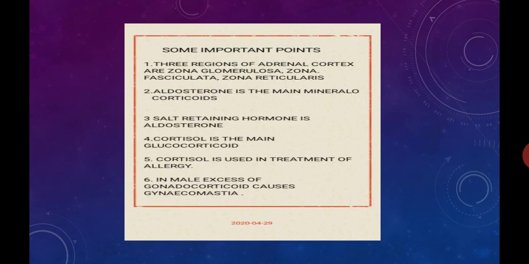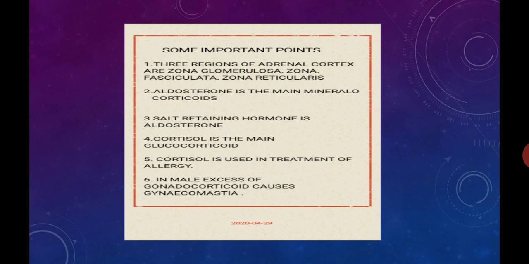Students, we will see some important points once again. Point number one, the adrenal gland consists of two regions. The outer region is called the cortex, and the inner region is called the medulla. The adrenal cortex consists of three regions: zona glomerulosa, zona fasciculata, and zona reticularis. Zona glomerulosa is the outer and thin layer.